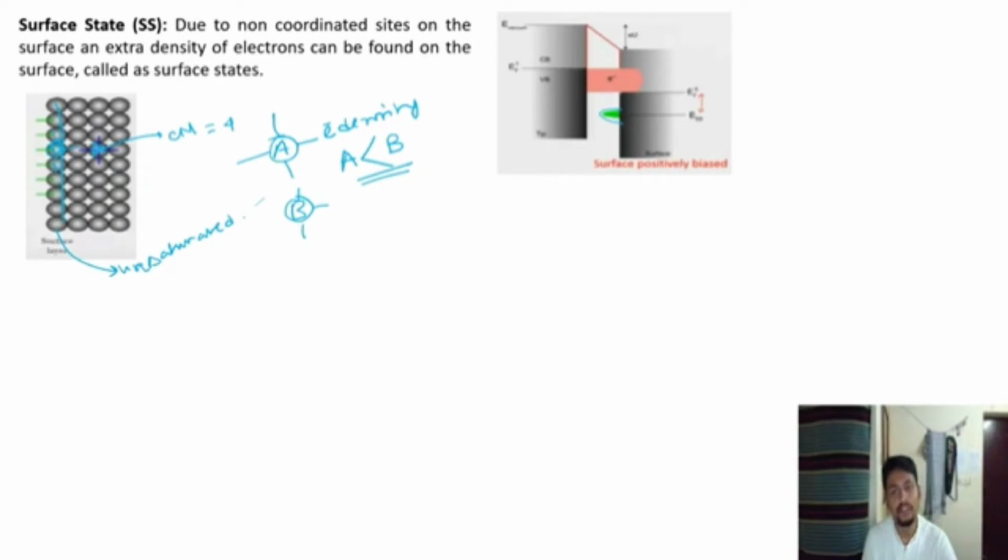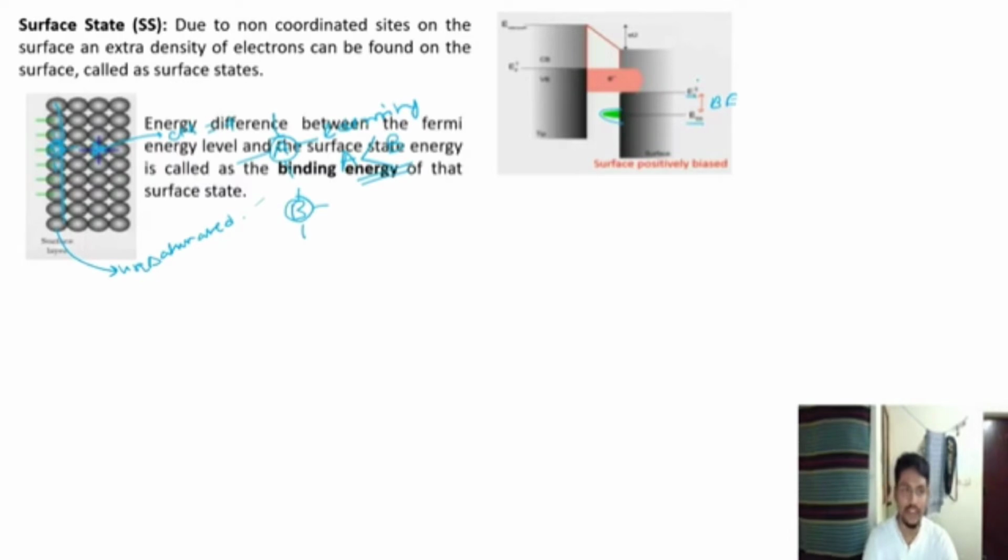So this is called surface state. That is due to non-coordinated sites on the surface, and extra density of electrons can be found on the surface, and that is called surface state. Now the energy gap between the Fermi level and the surface state is called the binding energy of this surface state, right? So that is what is written here. The energy difference between the Fermi energy level and the surface state energy is called the binding energy of that surface state.